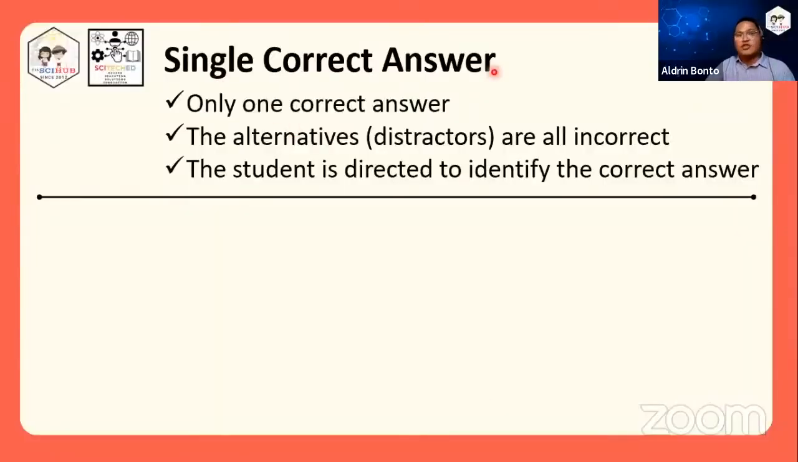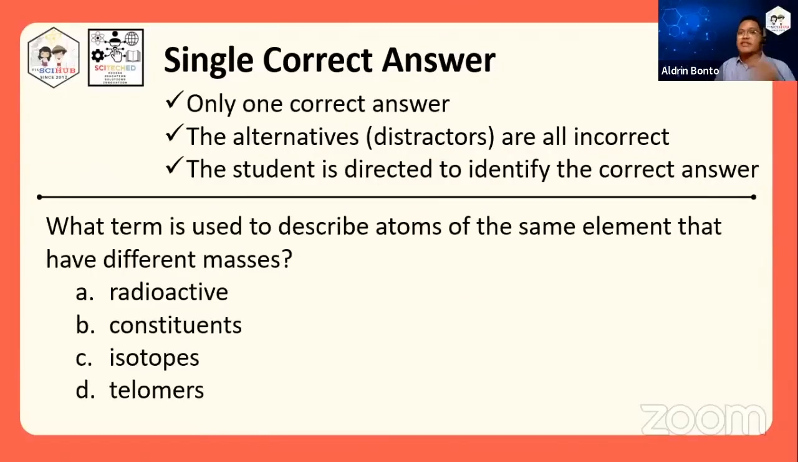Okay, for the single correct answer, these are the criteria. Only one correct answer, and the alternatives are all incorrect. So isa lang tamang sagot natin. Then the student is directed to identify the correct answer. For an example, we have this one. What term is used to describe atoms of the same element that have different masses? Okay, my question here is, what do you think are the distractors? Not the correct answer.